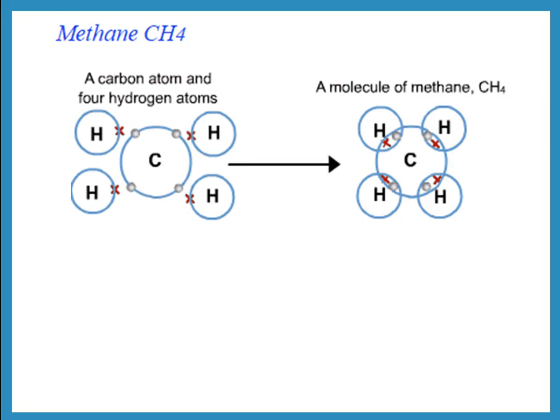Now methane is carbon, and carbon has 4 electrons and needs 4 more. If it is making a compound with hydrogen, that means I need 4 hydrogens to give me 4 more electrons. So I either draw it with circles or without circles.